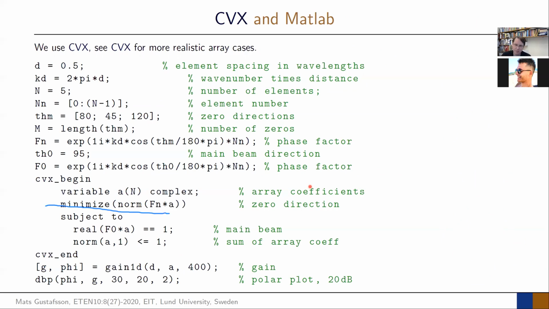That is my objective function. These are my constraints: maximum radiation, the main beam in one direction, and the sum of the array coefficients in absolute value should be less than 1. And the code that runs this is one that sits here. This plots the results that come out. And that actually basically does everything of this method that we learned before.